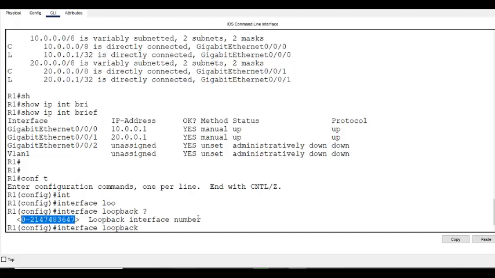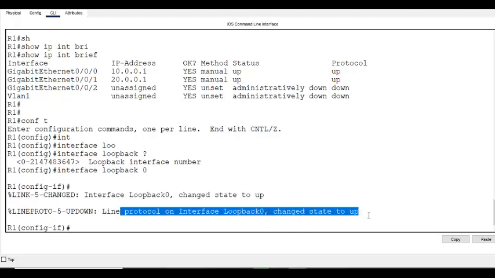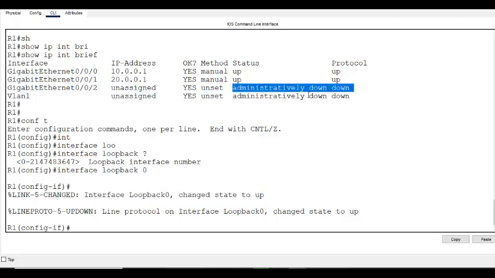You don't need to say no shutdown. Why? Because this is a loopback interface. You only created it, so it won't be in a shutdown state. But if you take a physical interface, by default it is in shutdown state. You need to say no shutdown to bring it up. Okay, the loopback interface, you don't need to say no shutdown. As soon as you create it, it comes up.